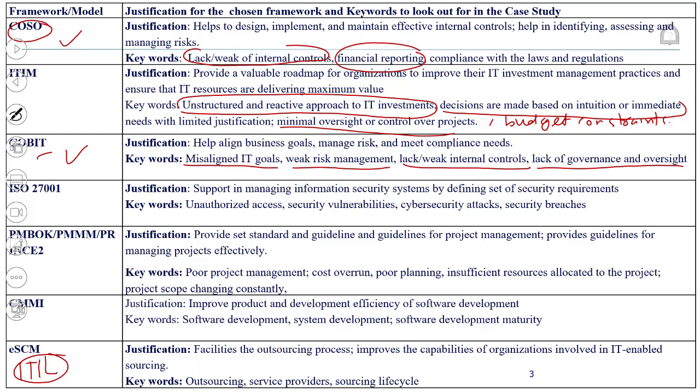Then you go to something like ISO 27001. This is your framework for any security related issues. So if you're seeing a lot of unauthorized access, for example, users having more privileges than they require, cybersecurity issues, okay? If you see those kind of things like what we have there, sorry.